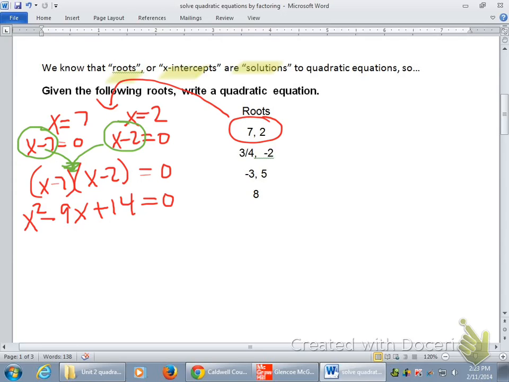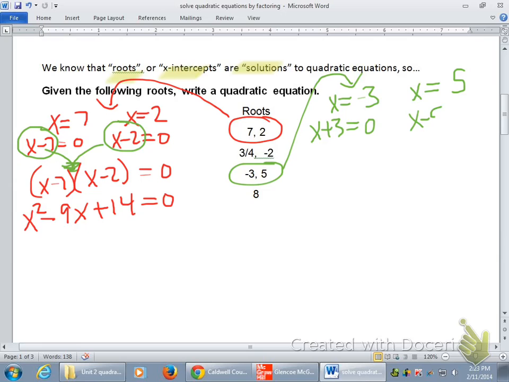All right, do it again. Same idea. Let's do this guy. If I know my two roots are negative 3 and 5, then what are my solutions? My two solutions are x equals negative 3 and x equals 5. So that's going to give me x plus 3 equals 0 and x minus 5 equals 0.